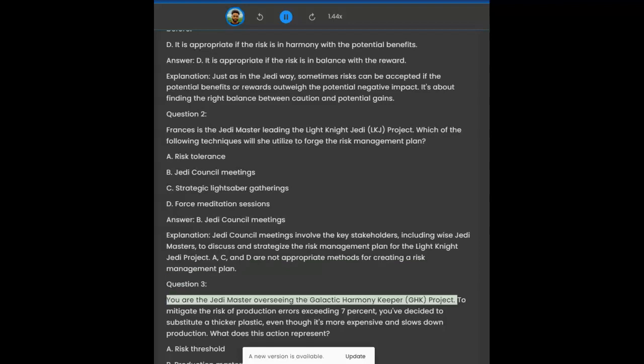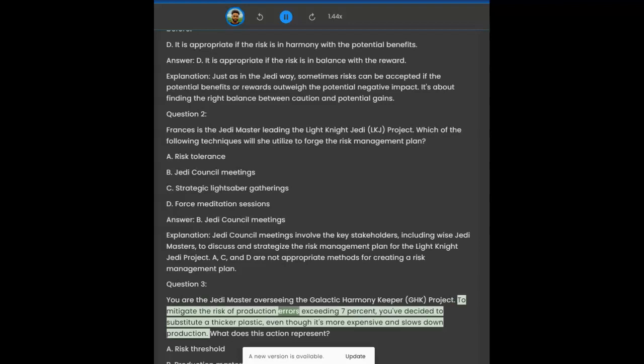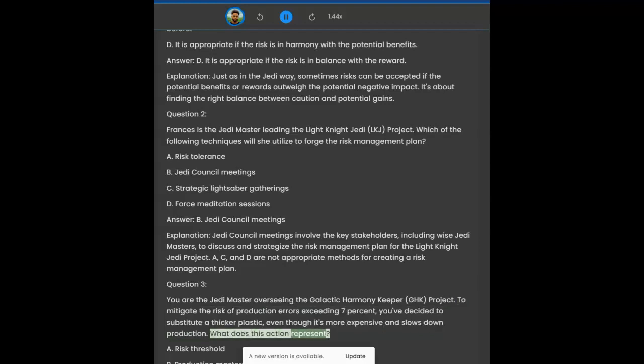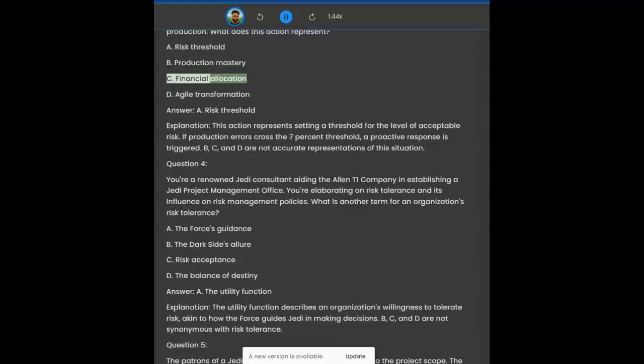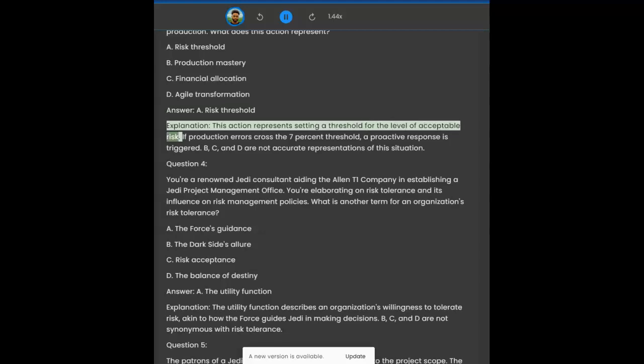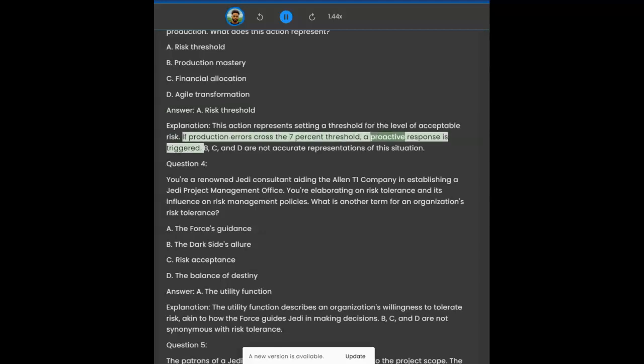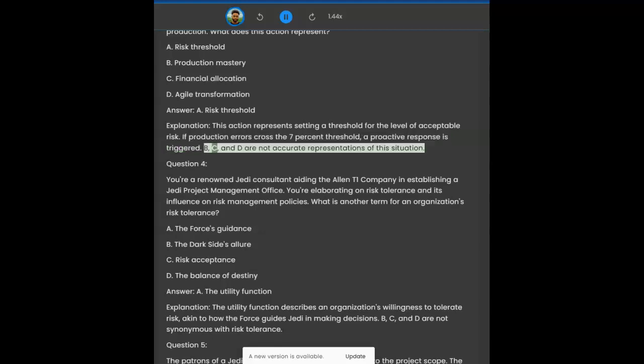Question 3. You are the Jedi Master overseeing the Galactic Harmony Keeper project. To mitigate the risk of production errors exceeding 7%, you've decided to substitute a thicker plastic, even though it's more expensive and slows down production. What does this action represent? A. Risk threshold. B. Production mastery. C. Financial allocation. D. Agile transformation. Answer: A. Risk threshold. Explanation: this action represents setting a threshold for the level of acceptable risk. If production errors cross the 7% threshold, a proactive response is triggered. B, C, and D are not accurate representations of this situation.